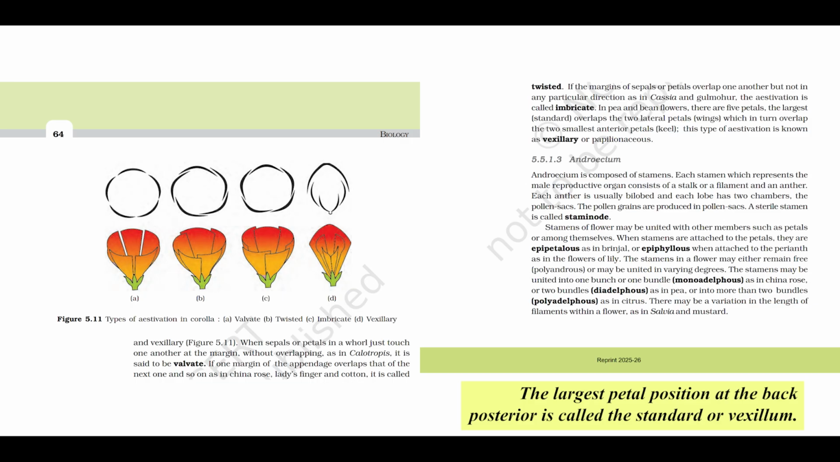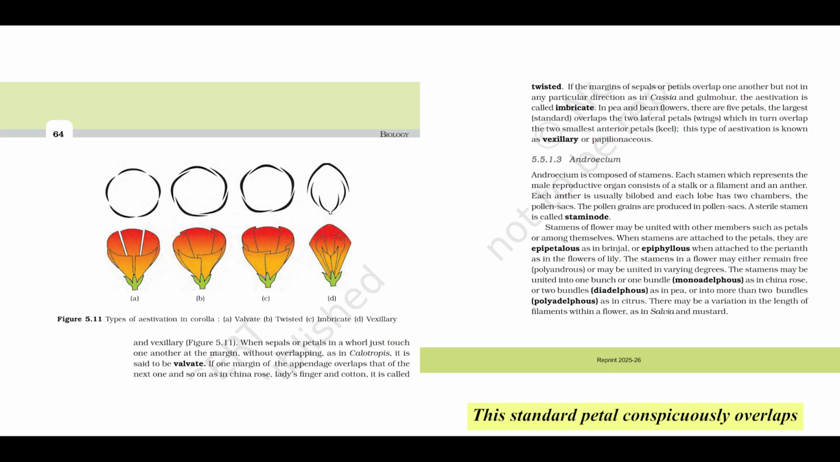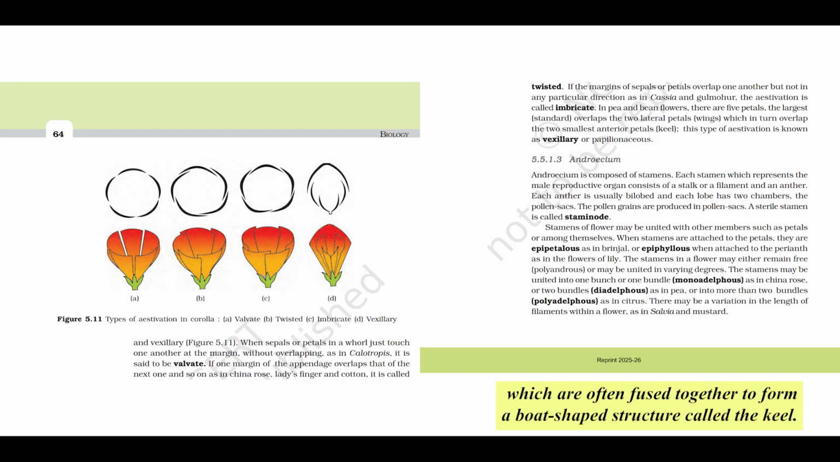The largest petal, positioned at the back posterior, is called the standard or vexillum. This standard petal conspicuously overlaps the 2 lateral petals, which are called wings. In turn, these 2 wings overlap the 2 smallest anterior petals, which are often fused together to form a boat-shaped structure called the keel. This keel usually encloses the stamens and pistil.